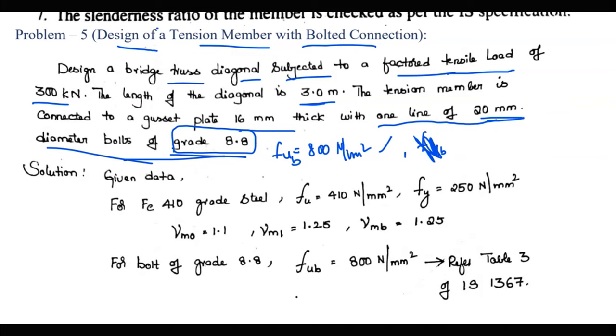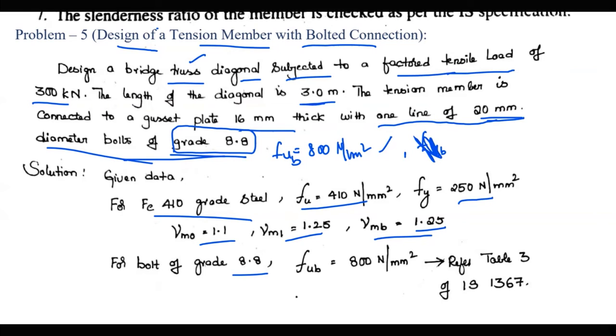This is enough, Fu. And the grade of steel of this bridge truss is not given, therefore you assume that it is 410 grade steel. So for 410 grade steel, Fu is 410 and Fy is 250. Of course, gamma m0 is 1.1, the factor of safety against yielding, gamma m1 against rupture, and gamma mb is the factor of safety against bearing in case of bolts, 1.25.